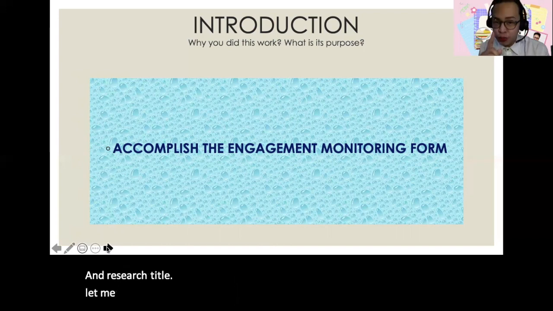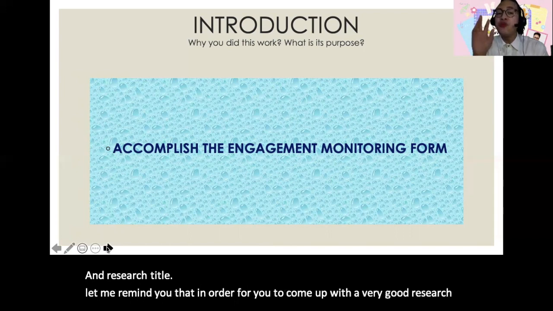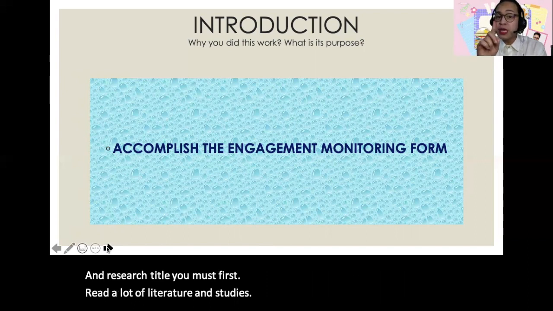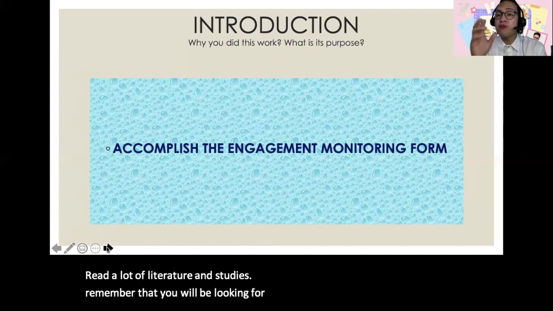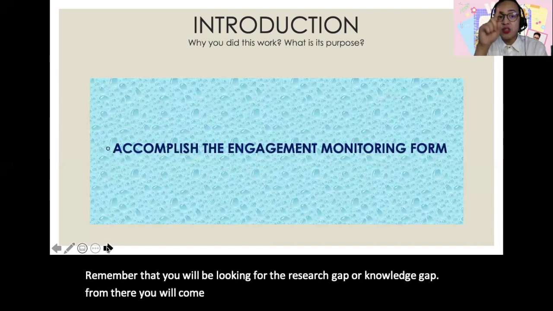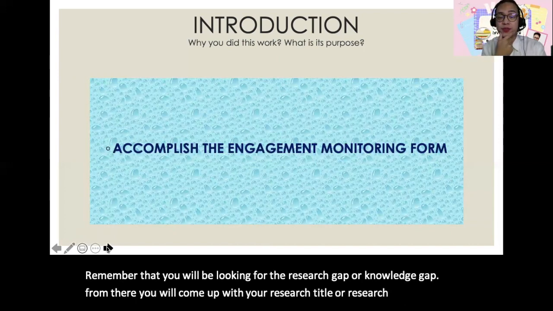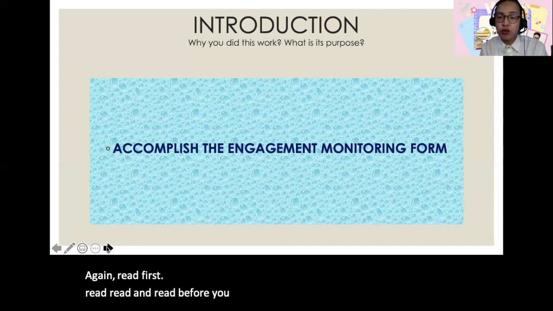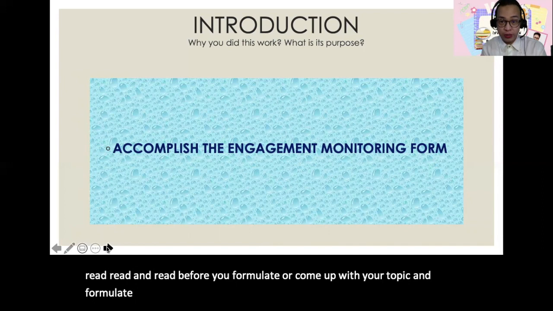Let me remind you that in order for you to come up with a very good research topic and research title, you must first read a lot of literature and studies. Remember that you will be looking for the research gap or knowledge gap. From there, you will come up with your research title or research topic. Again, read first. Read, and read before you formulate or come up with your topic and formulate your research title.